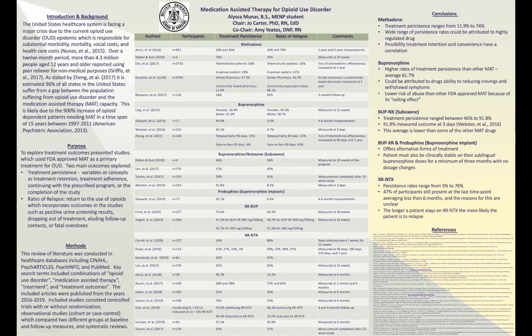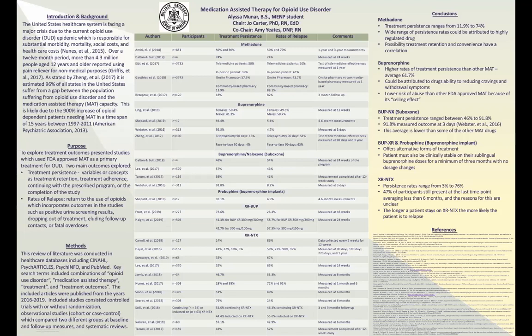The next drug looked at was a combination of buprenorphine and naloxone, which is also called Suboxone. And the treatment persistence ranged from about 46% to 91.8%. And this really high treatment persistence rate of 91.8% was once again measured after 3 days, which is not an accurate indicator of treatment persistence. And the average for Suboxone was much lower when comparing to other FDA-approved forms.